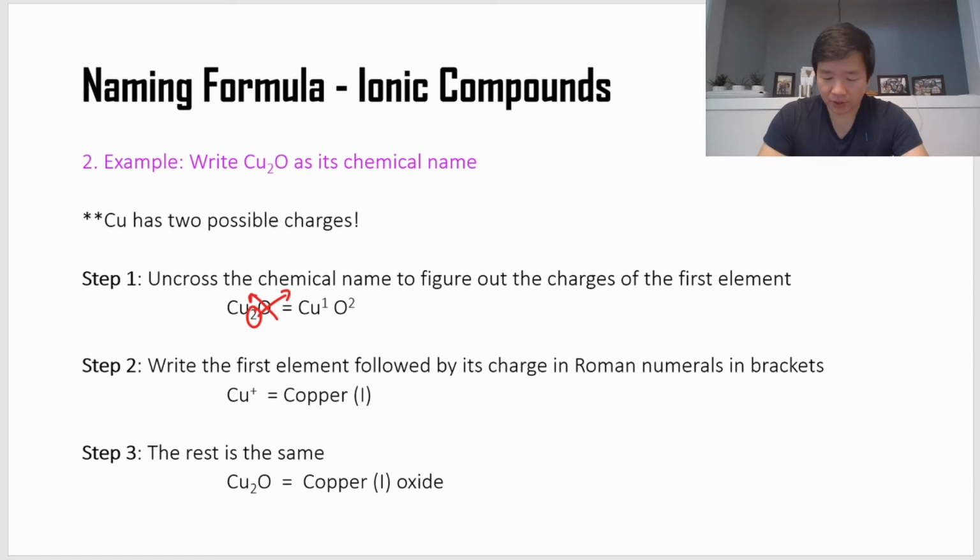Steps 2 and 3 are the same: write the first element. So copper. Don't forget, because we have to distinguish between the 2 possible charges, we're going to use Roman numerals. So copper(I), and then oxide, everything else is the same. Now usually, back in Science 9, as you started playing around with Roman numerals, some students start putting Roman numerals on everything. That's not correct. The only time you have to use Roman numerals is if you have multivalent elements, and most of the time they're part of the transition metals, that middle block of the periodic table.